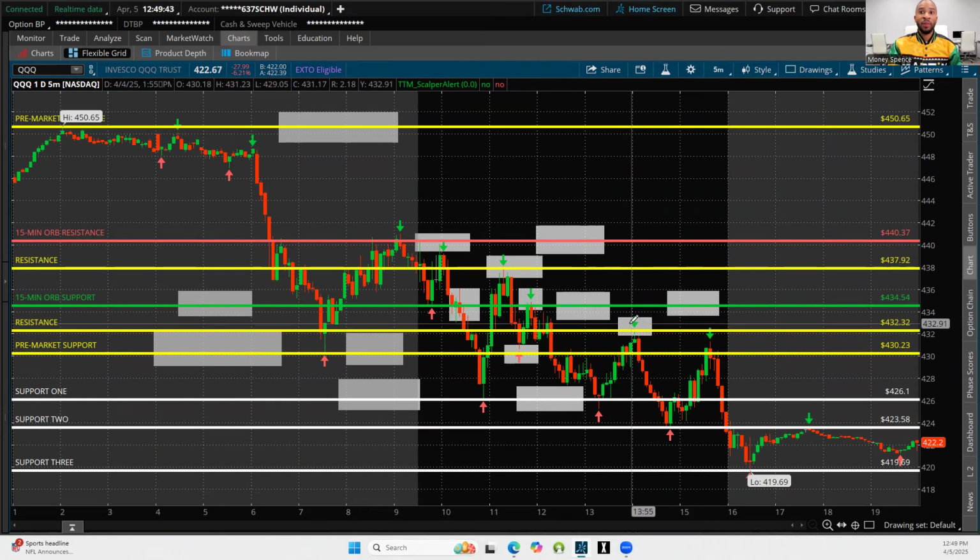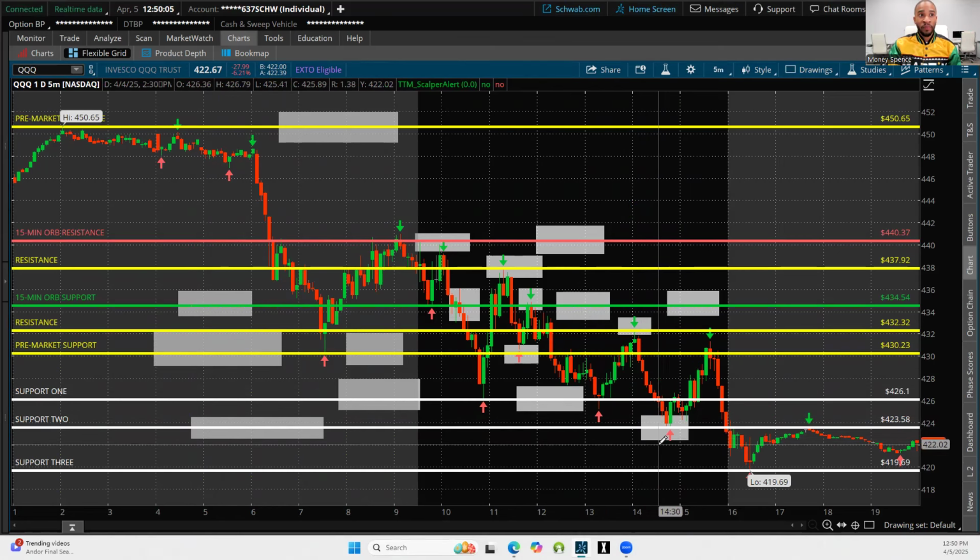Okay, we went back up and then we shot back down. And next thing you know, we had support level number two. We bounced off of $423.58. And now you want to type in on your chart and draw a line at that key support level, because that's where we bounced. All right, so that's going to be support.